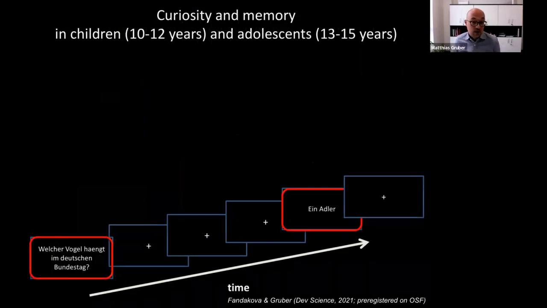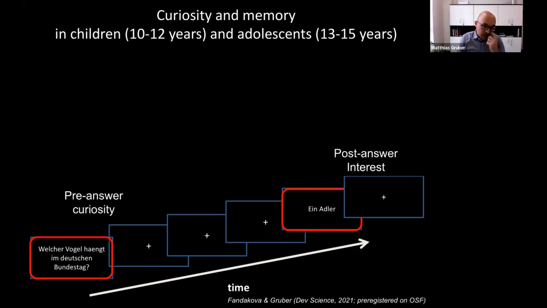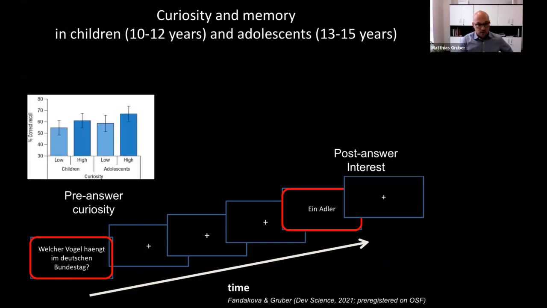So what we did in this paradigm, we used pretty much the same trivia paradigm as I showed you before. This was conducted in Germany. So you can see an example question for our children's sample: Welcher Vogel hängt im Deutschen Bundestag? What bird is displayed in the German Bundestag? It's ein Adler, an eagle. So here again, we can ask about pre-answer curiosity and also post-answer interest, or the information prediction errors, and how that affects memory.